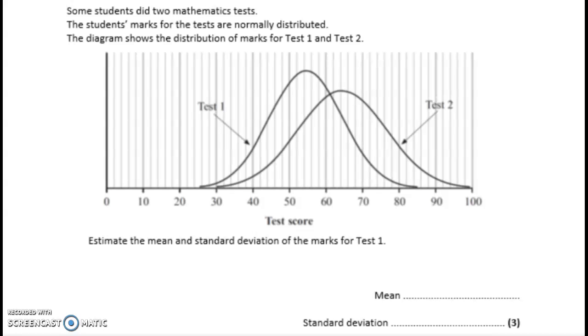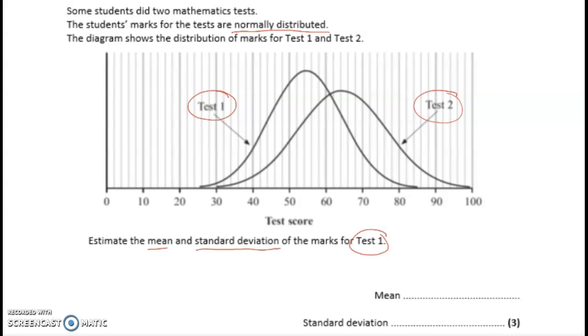Let's read the question. Some students did 2 maths tests. The students' marks for the tests are normally distributed. The diagram shows the distribution of the marks for test 1 and test 2. Estimate the mean and standard deviation of the marks for test 1.